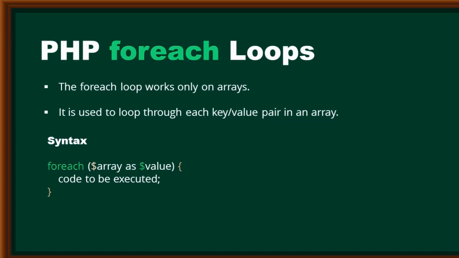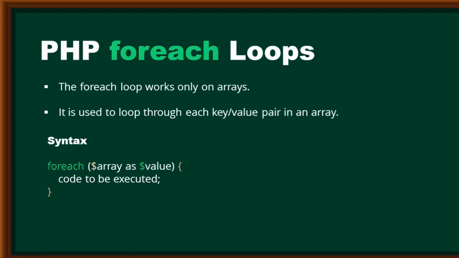So for every loop iteration, the value of the current array element is assigned a value, and the array pointer is moved by 1 until it reaches the last array element. So it goes through the array, loops through until it reaches the last element. So if you had a foreach loop that will loop through all the elements, it will go through them, list them, go through them, list them until it reaches the last value.